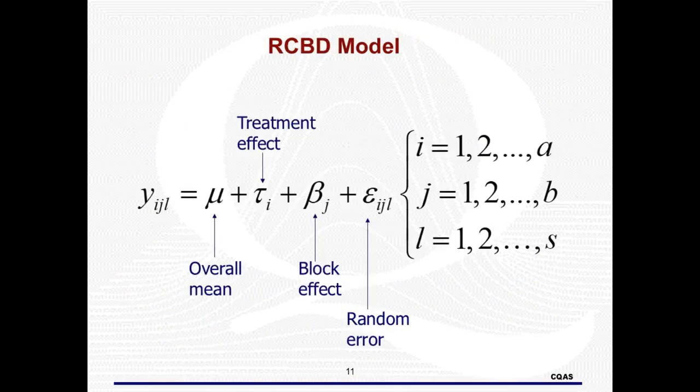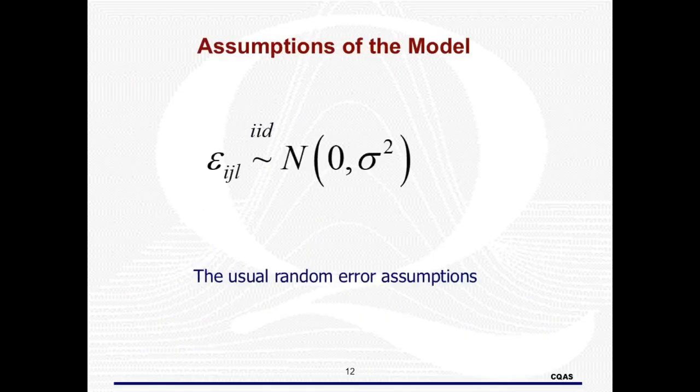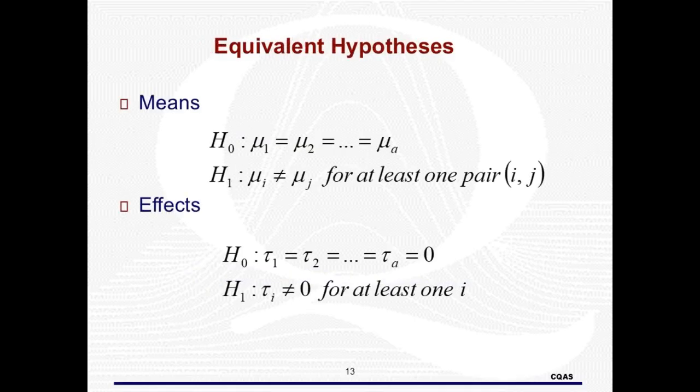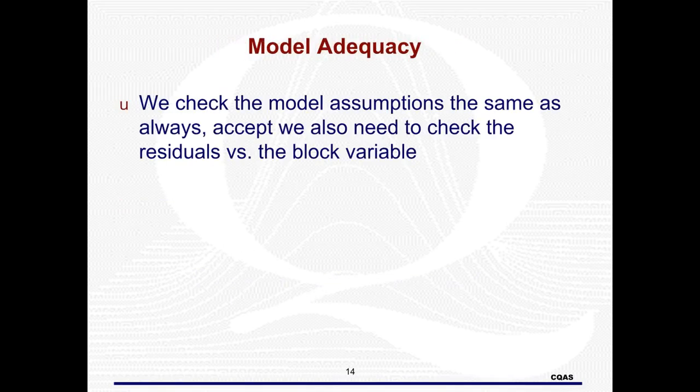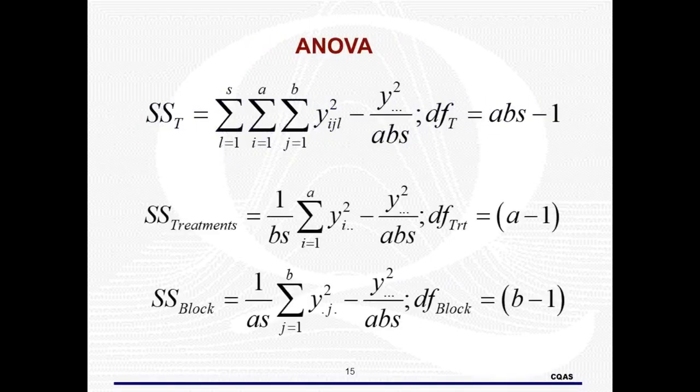The model includes 4 components: overall mean, treatment effect, block effect, and random error. We're explicitly accounting for block-to-block differences. Same assumptions as usual: normality, independence, constant variance. Nothing new here. We're still testing whether treatment means are equal. You can write this in terms of means or effects, it's the same test. We check residuals like always, but now we also look at residuals versus blocks to make sure nothing systematic is left. We partition variability into treatments, blocks, and error.